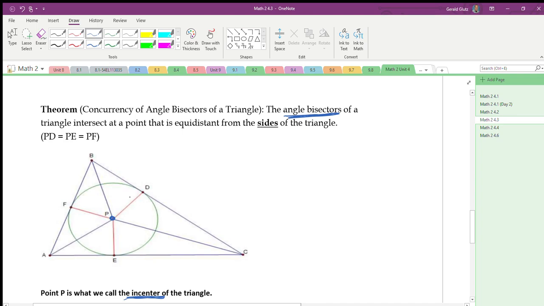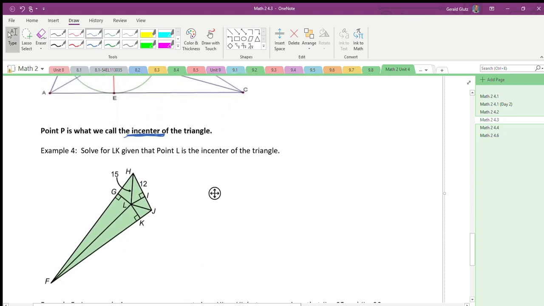The incenter is equidistant from the sides of the triangle, not from the vertices. As you can see, going from point C to point P is a lot longer than going from B to P. So PD, PE, and PF are all the same length, as I marked on there.